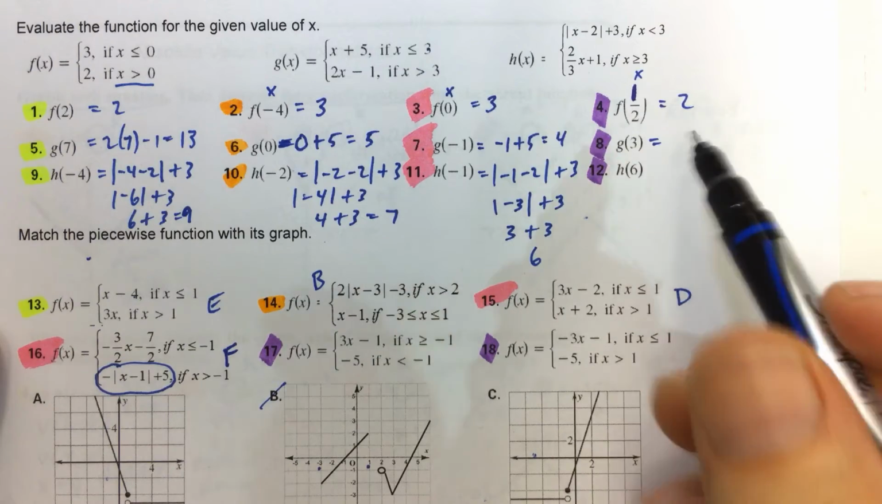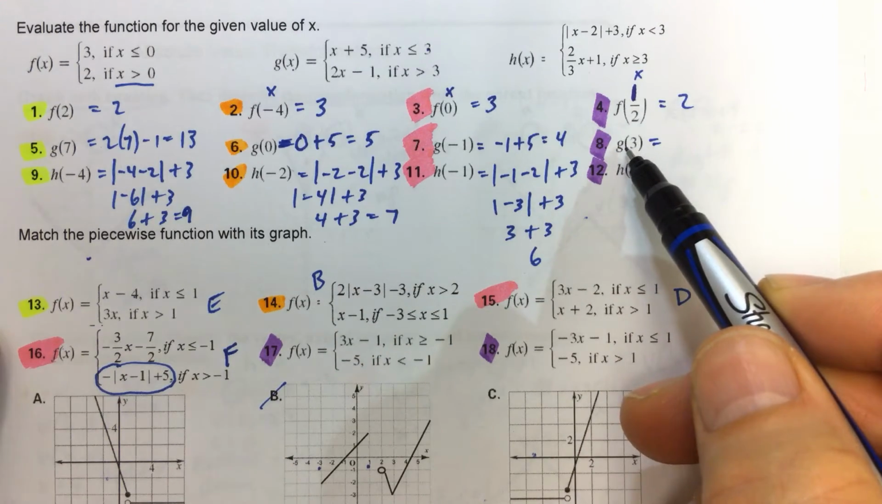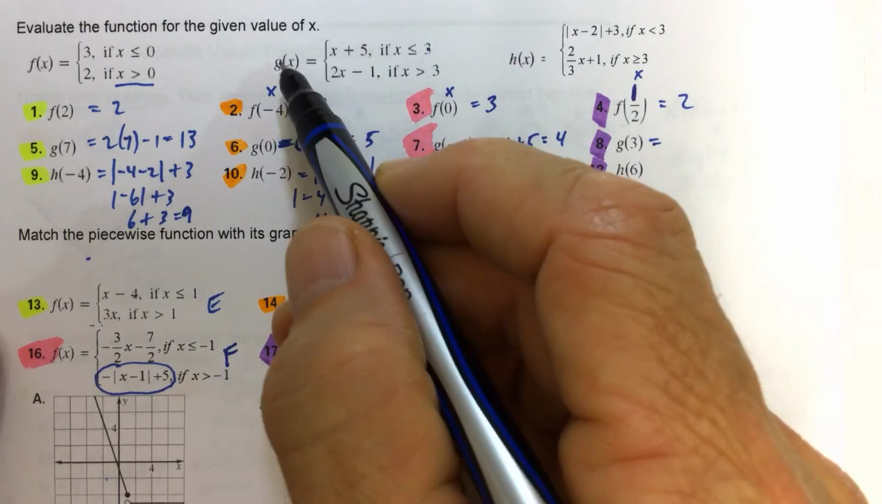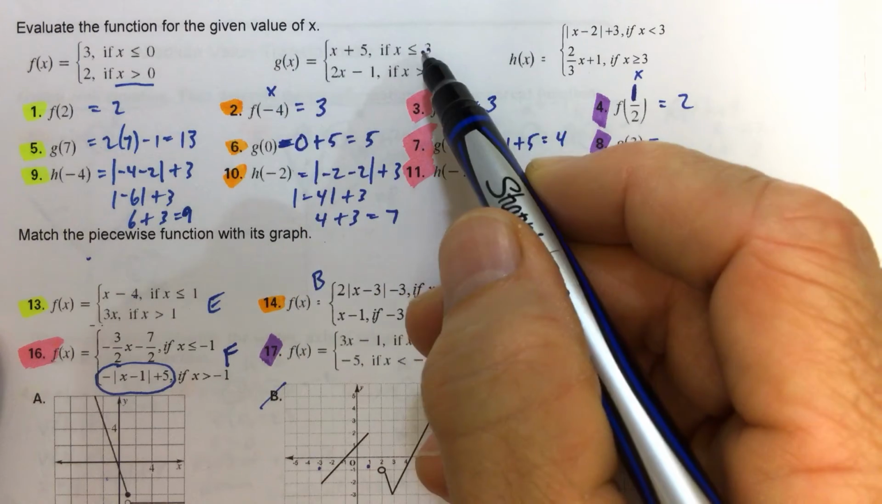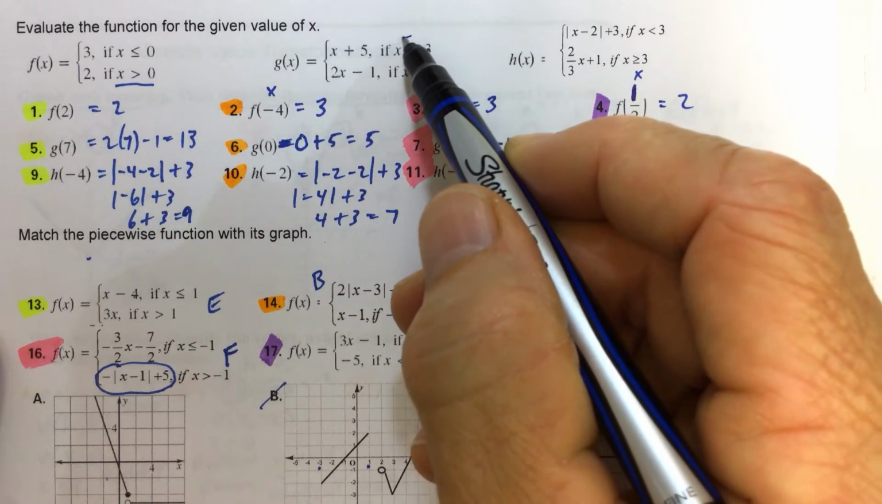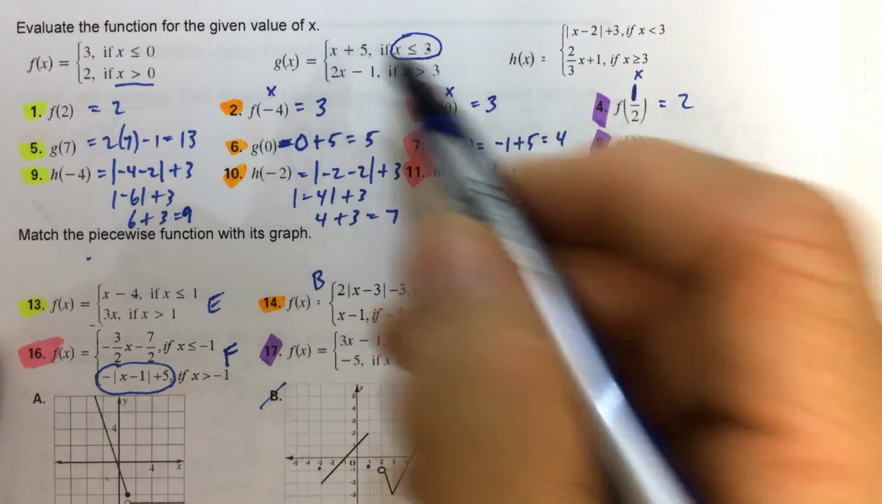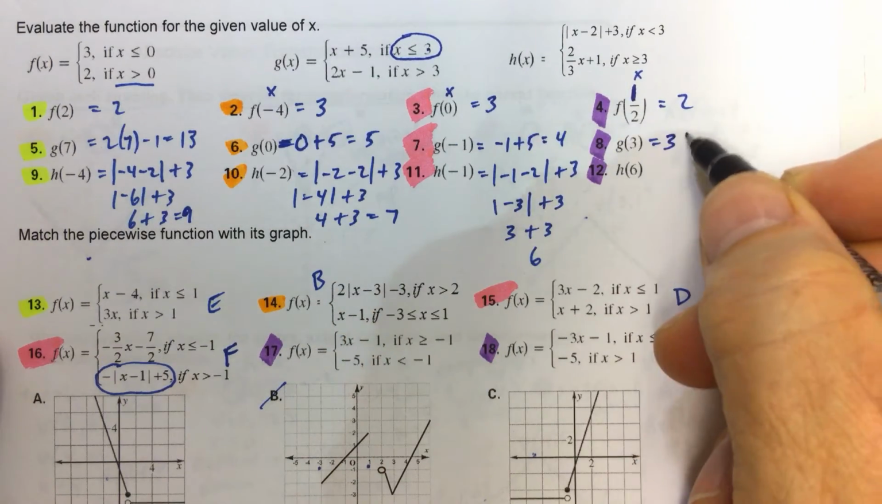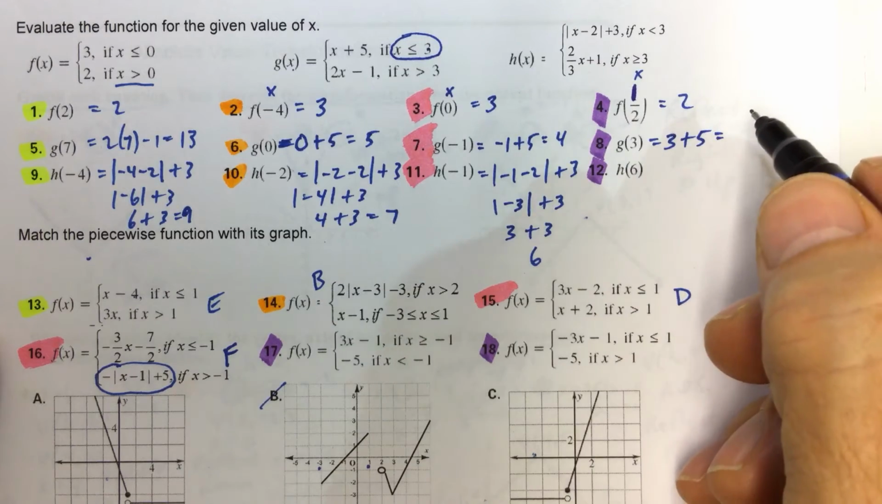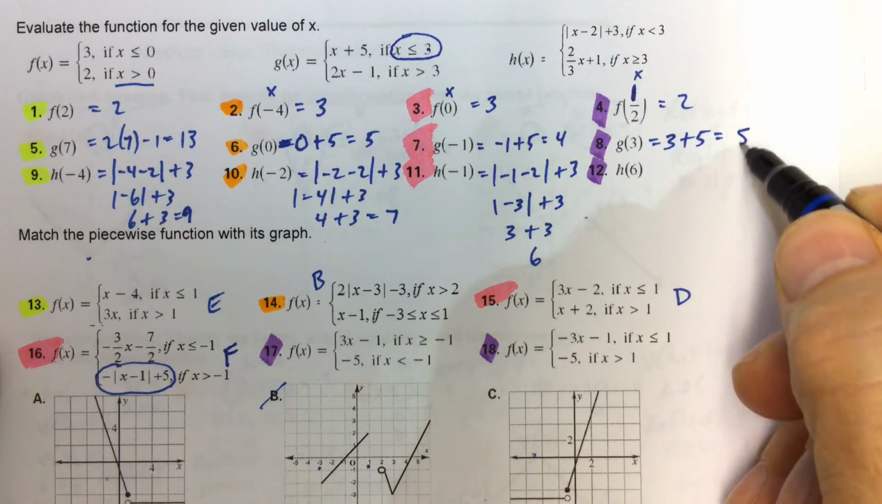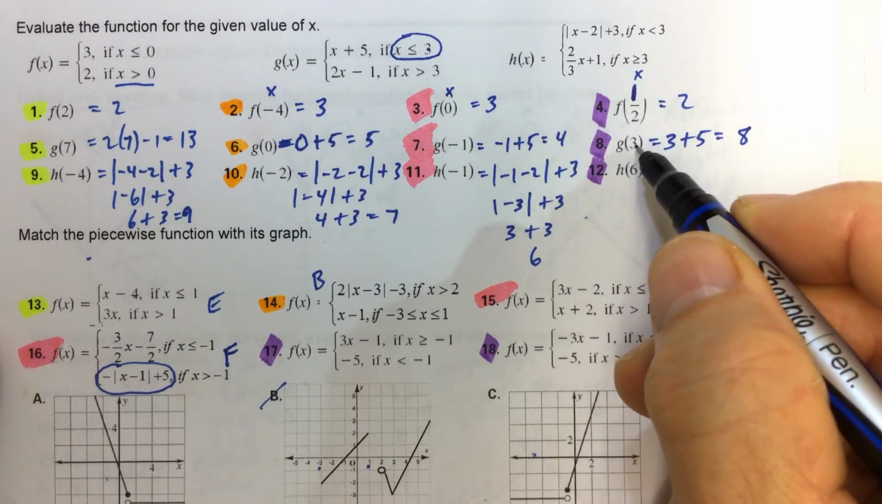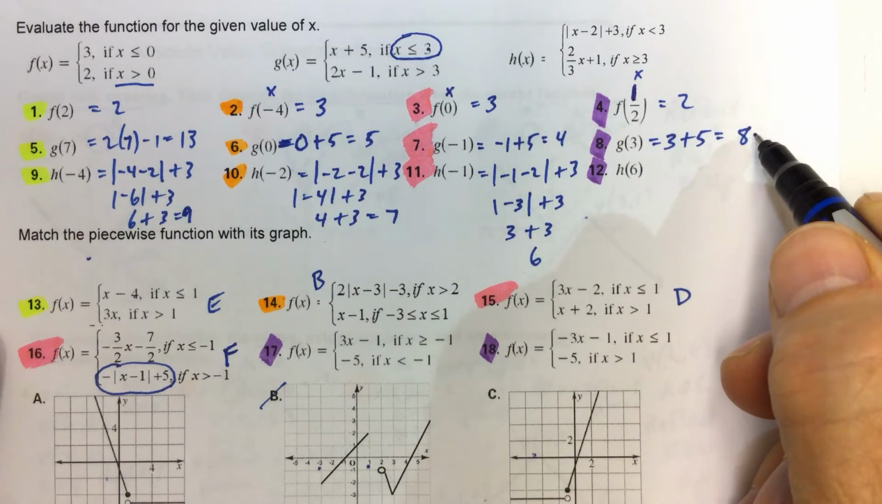G, on the other hand, if we look and we try to find g of 3, well, when x is equal to 3, we're going to use this piece. X is less than or equal to 3. So we plug 3 into the first piece in place of x. And so this is the work you have to show. 3 plus 5 is 8. So therefore, g of 3 has a value of 8.